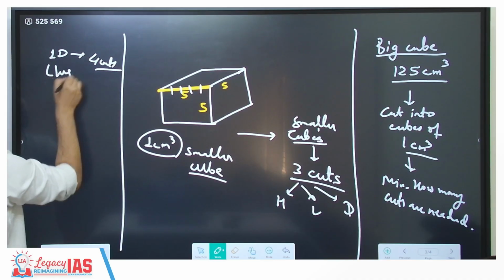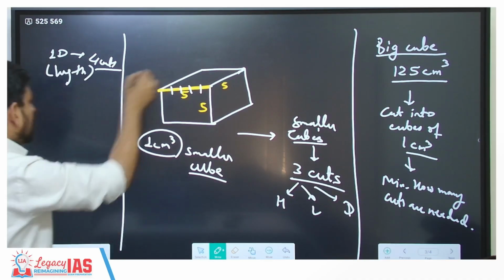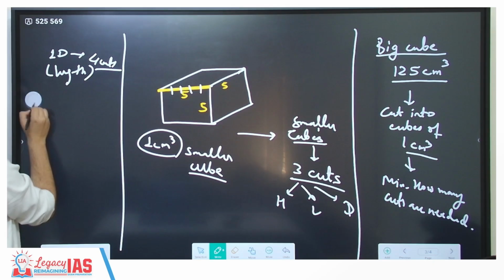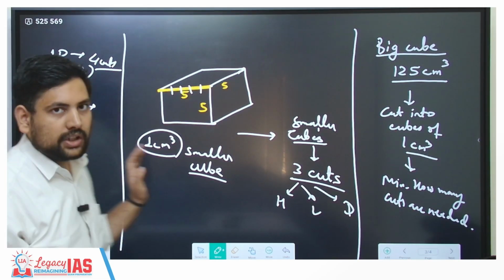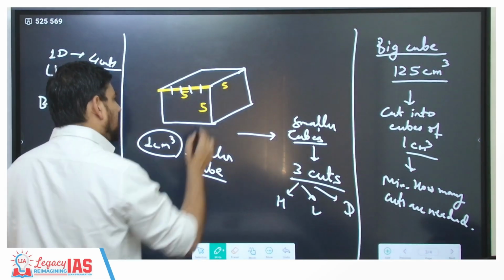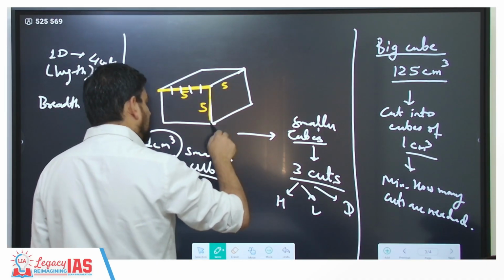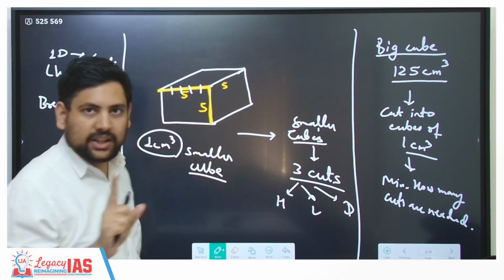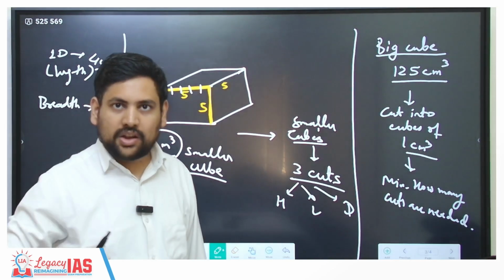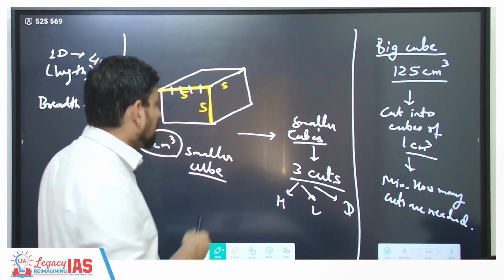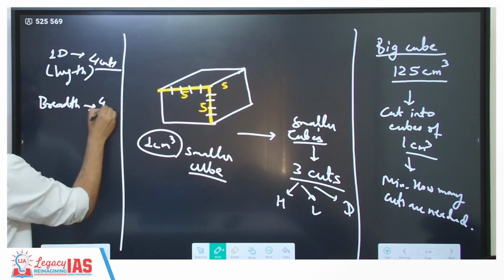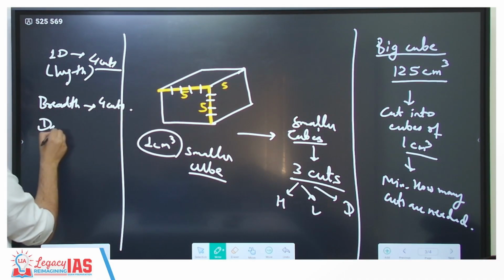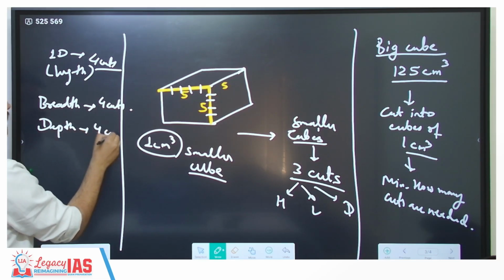So basically in one direction you required 4 cuts. Let's say this was along the length. Then let's see along the breadth. How many cuts do you need to make along the breadth? Again, I want not 5 centimeter, I want 1 centimeter. So again 5 pieces of 1 centimeter, and again 1, 2, 3, 4 cuts. Similarly, in the depth direction also, you will require 4 cuts.